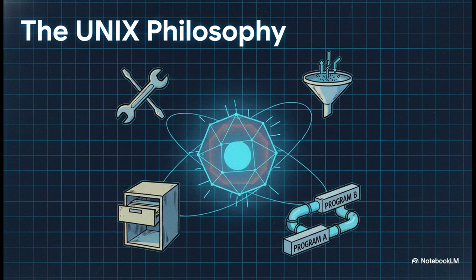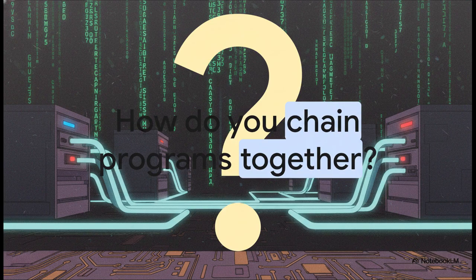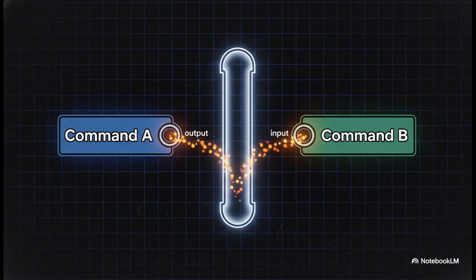But how do they do it? Right. That's the key question. If you have one little program that lists all your files and another little program that's really good at counting lines of text, how do you make them work together to, say, count how many files you have? The answer was this. A simple vertical line, the pipe. And I am not exaggerating when I say this is one of the most powerful, most elegant ideas in the entire history of computing. All it does is take the output from the command on its left, and it pipes it, it feeds it, directly into the input of the command on its right.